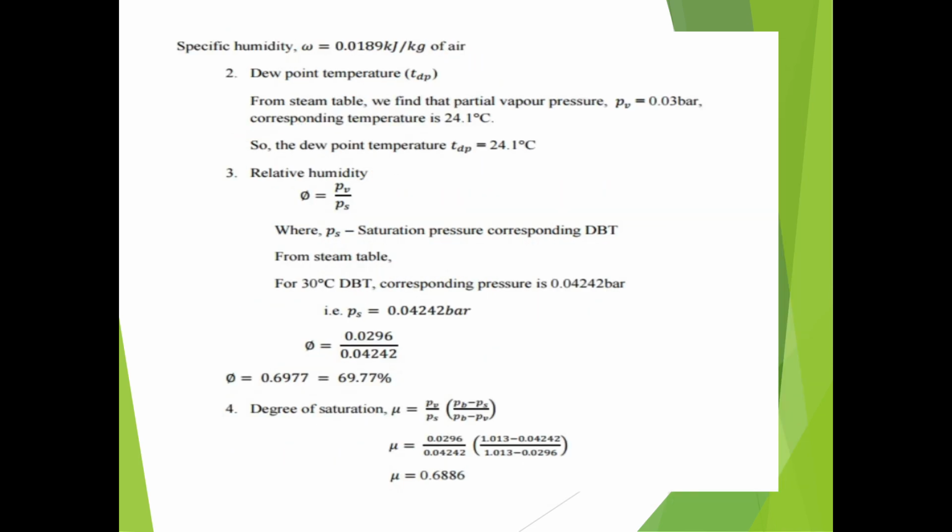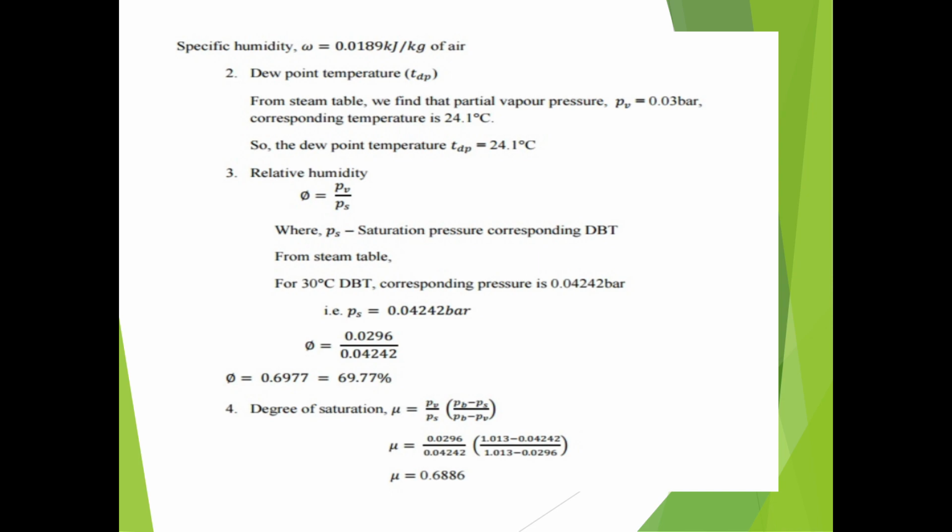Next is dew point temperature, represented by TDP. From the steam table, we find that for the partial pressure PV equal to 0.03 bar, the corresponding temperature is 24.1 degrees Celsius. So the dew point temperature TDP is equal to 24.1 degrees Celsius.